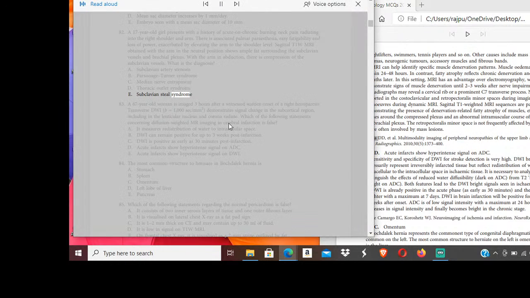Syndrome. 83. A 67-year-old woman is imaged 3 hours after a witnessed sudden onset of a right hemiparesis. Transverse DWI, b equals 1000 s/mm2, demonstrates signal change in the subcortical region, including in the lenticular nucleus and corona radiata. Which of the following statements concerning diffusion-weighted MR imaging in cerebral infarction is false?